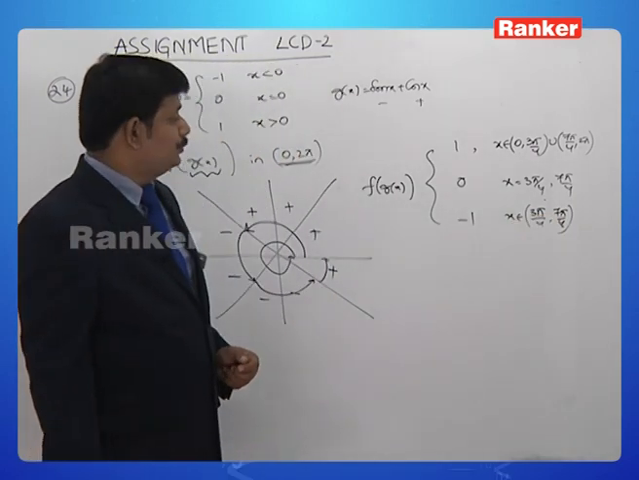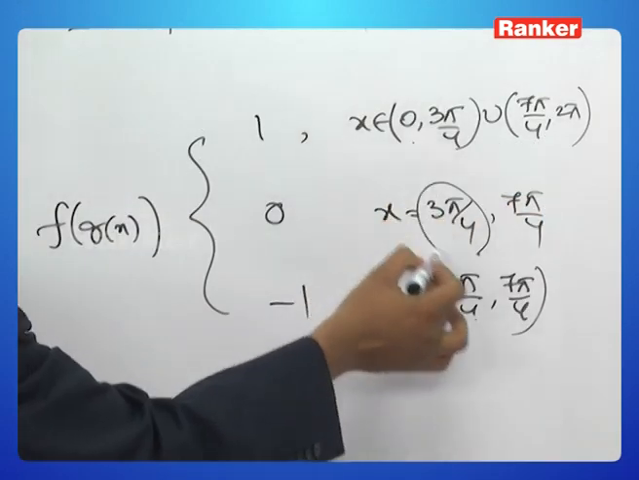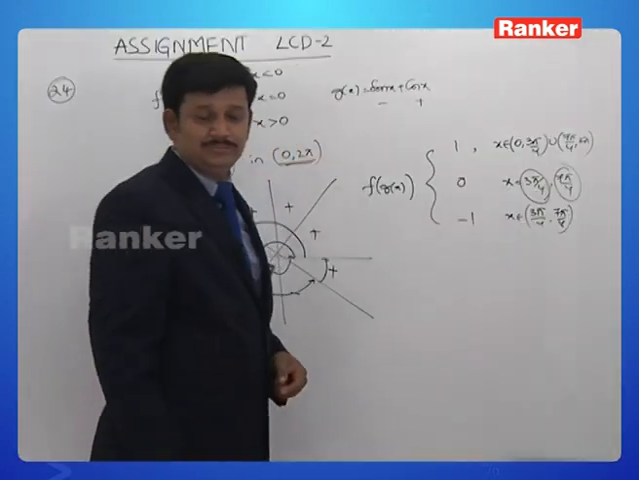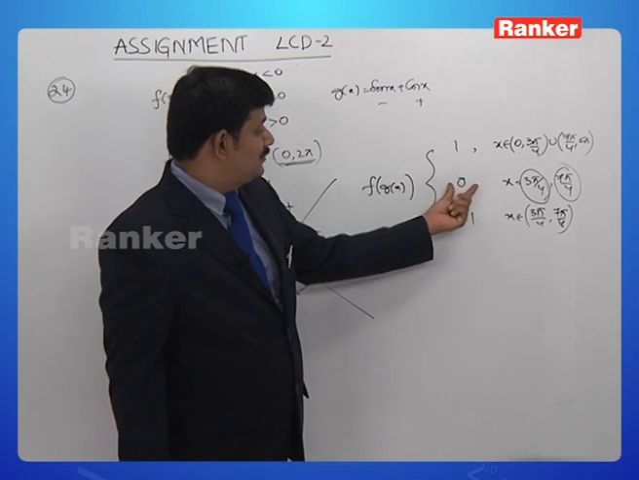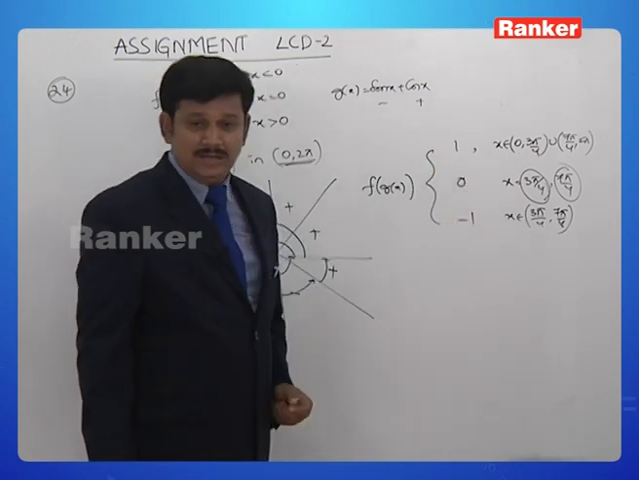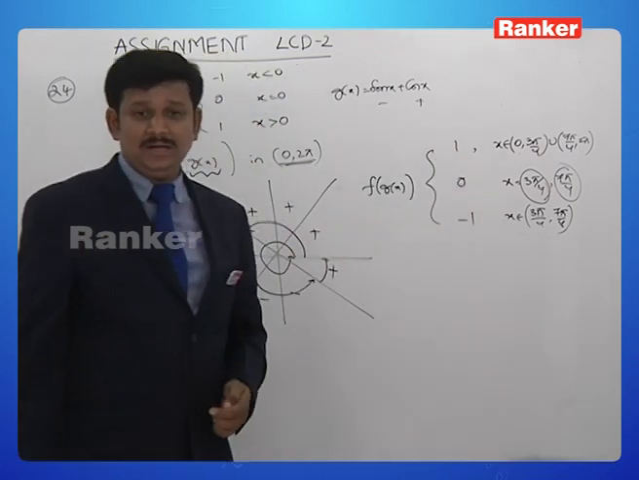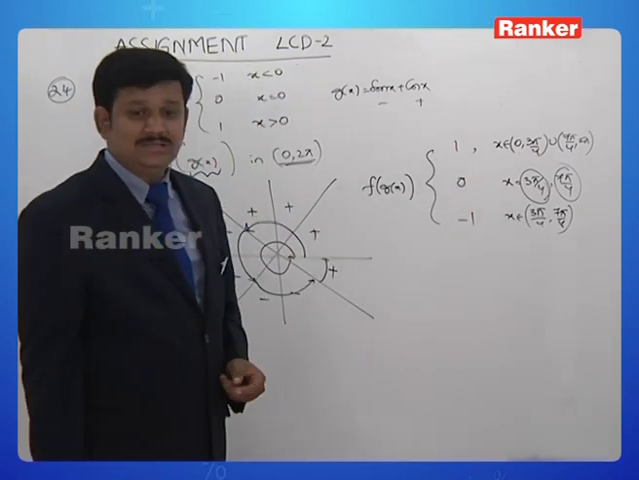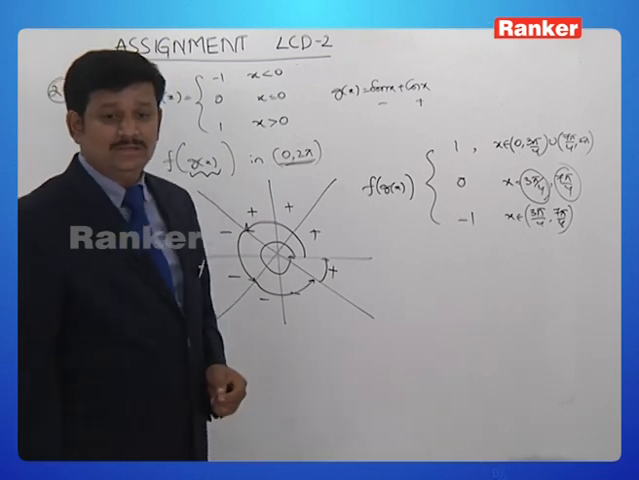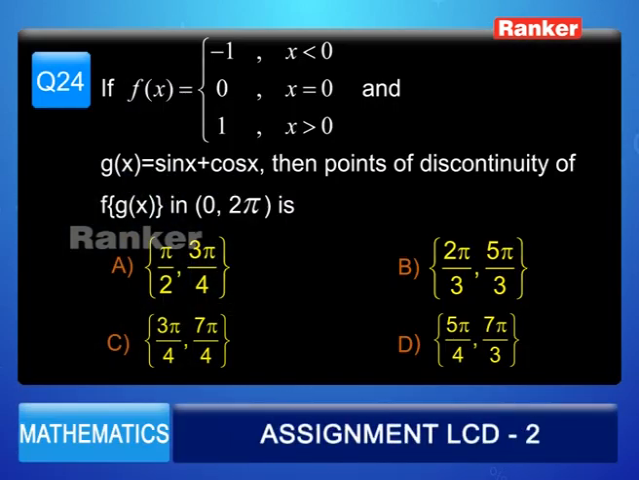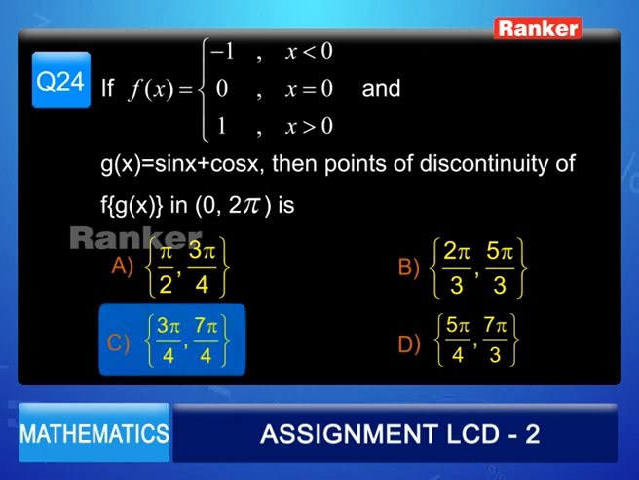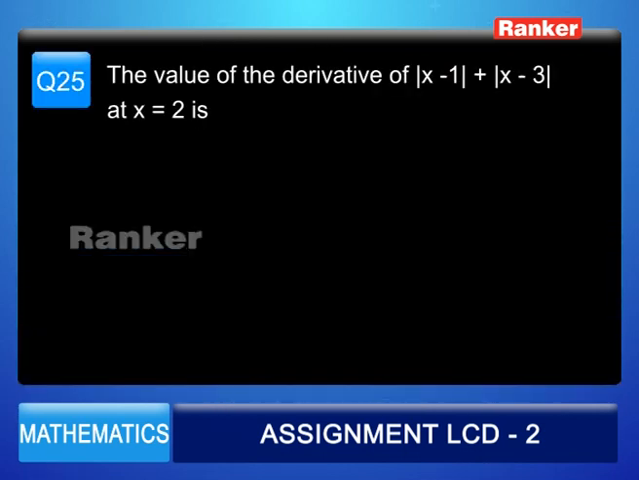So, we have 2 points of discontinuity, 3 pi by 4 and 7 pi by 4. At 3 pi by 4, the functional value is different from the left hand limit and right hand limit. At 7 pi by 4, the functional value is different from the left hand limit and right hand limit. So, the function is discontinuous at 2 points, 3 pi by 4 and 7 pi by 4, which is answer C.